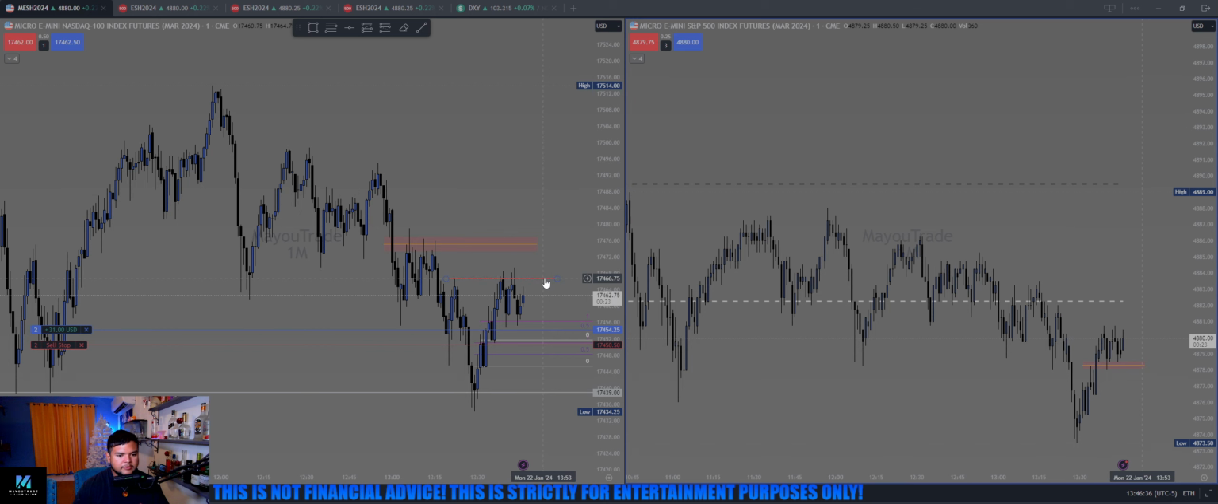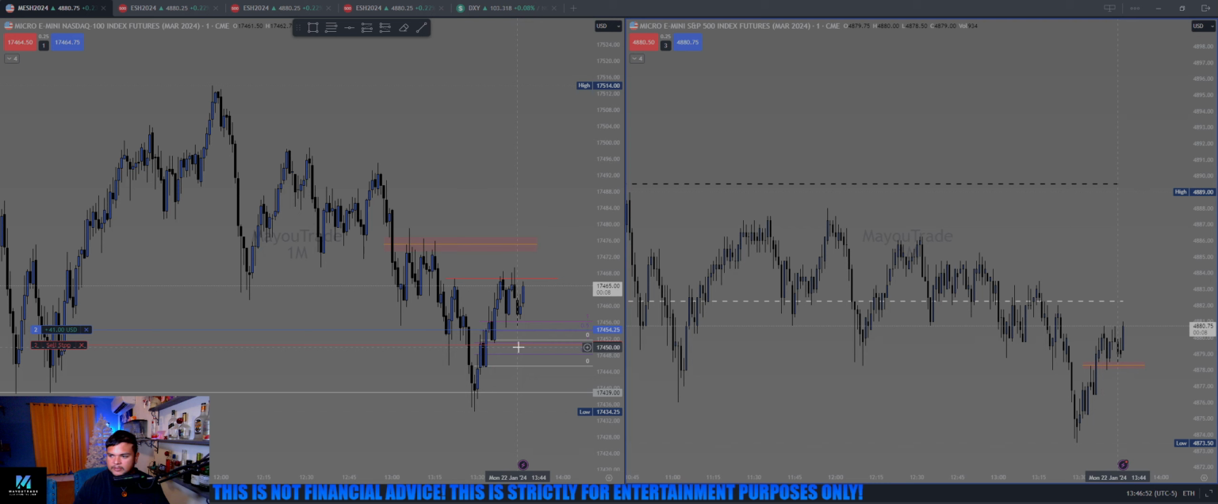If it comes back up here, I might just take off one, and then just put my stop here, because it might want to run lower. Again, I don't know. I'm just scalping right now. I'm not really trying to go for big runs. If it gives it to me, it gives it to me, right?